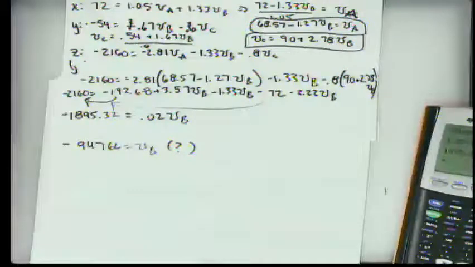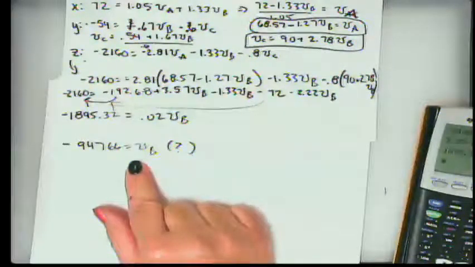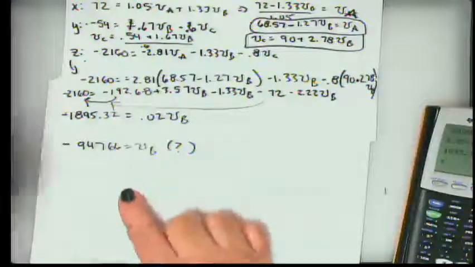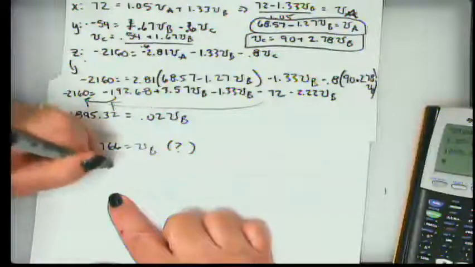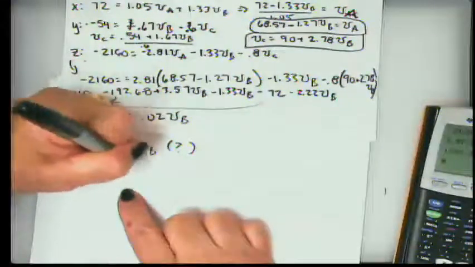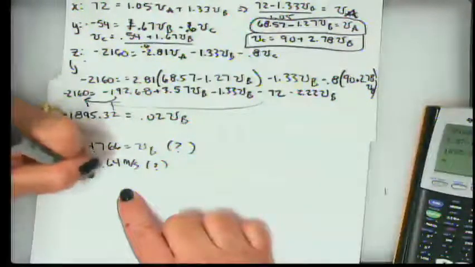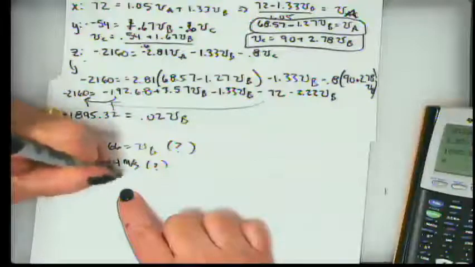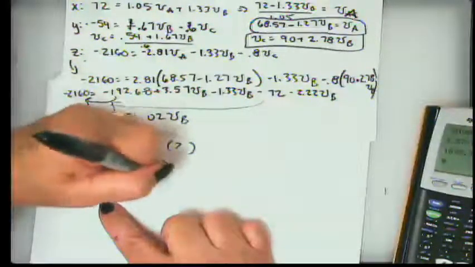But anyway, so did anyone use an equation solver? What'd you get? I still got a negative value. Okay. Negative 1014.64. Okay, well, 1,014. Okay. All right, equals V sub B.